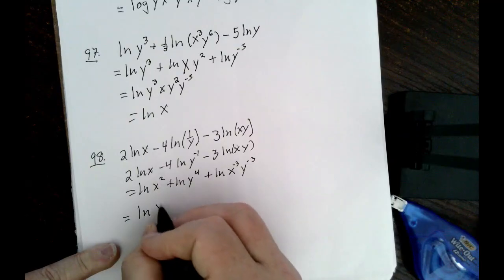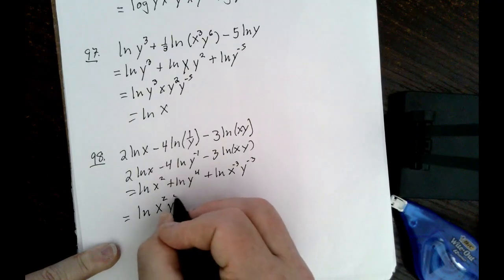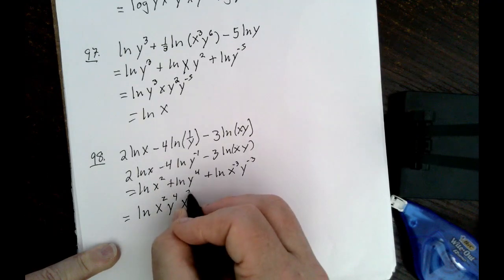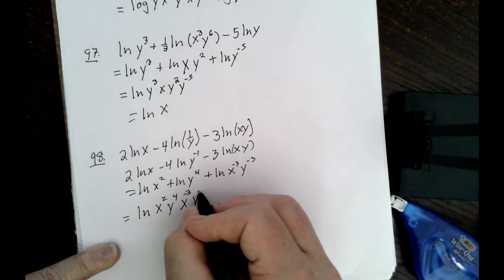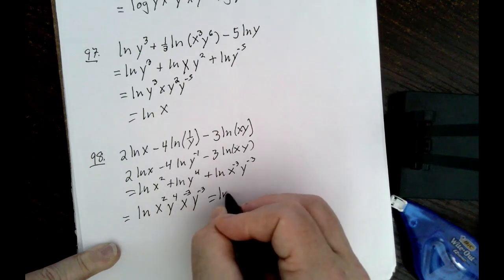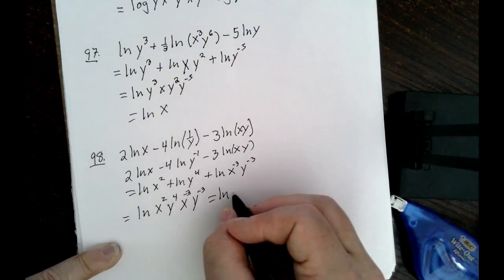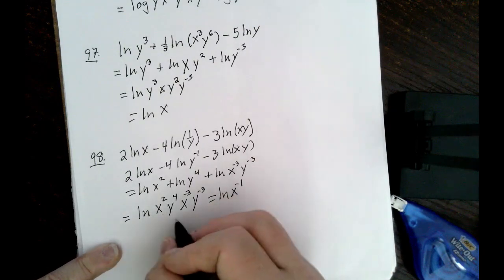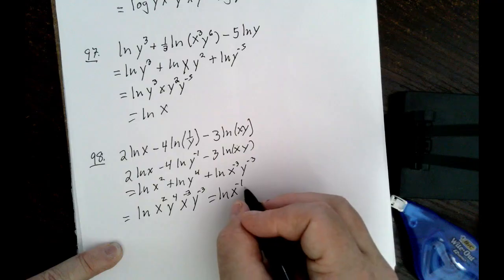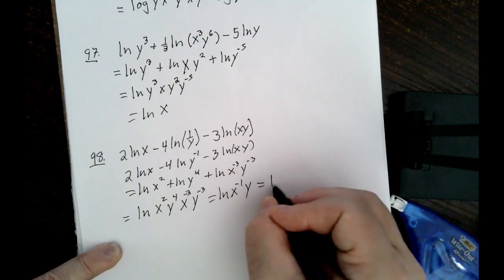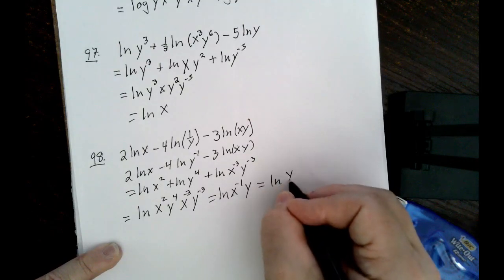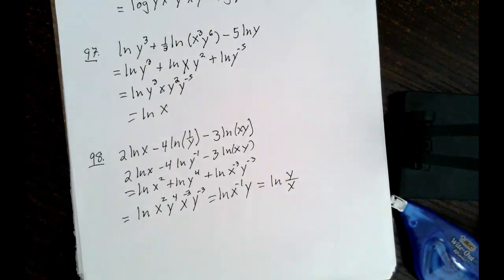Now you can write all these together as one big multiplication. Which gives you ln of x to the 2nd, and x to the negative 3 is x to the negative 1. Y to the 4th minus 3 is just y to the 1. So you just get ln of y over x.